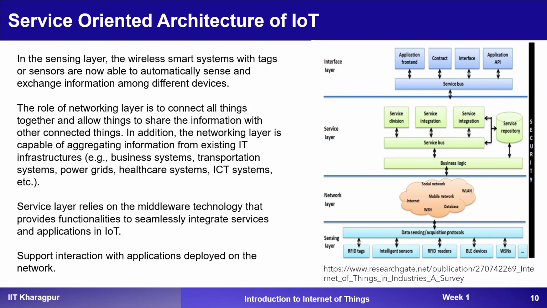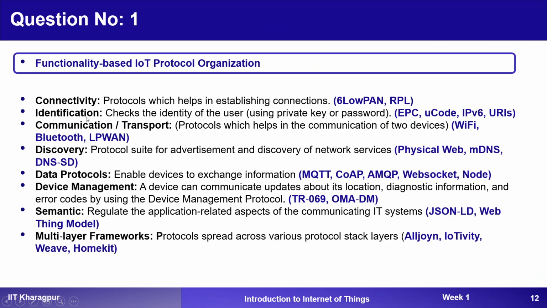So basically, we have categorized the IoT protocols on the basis of their functionality, and these can be on the basis of the connectivity which they are providing. Identification protocol can be there, communication and transport protocol can be there, discovery protocol can be there, data protocols can be there, device management protocols can be there, semantic protocols and multi-layer framework protocols can be there. So what do those different kinds of protocols mean?